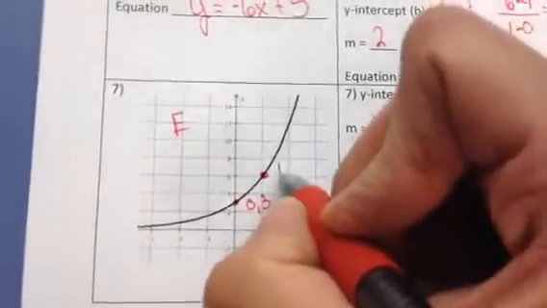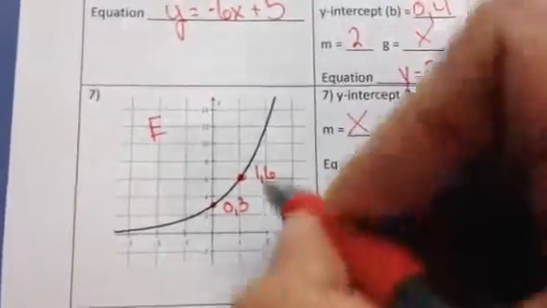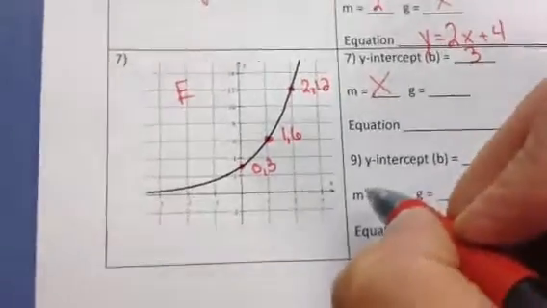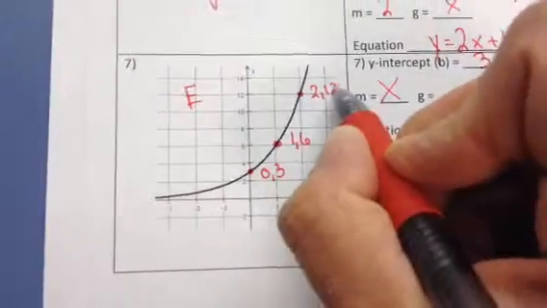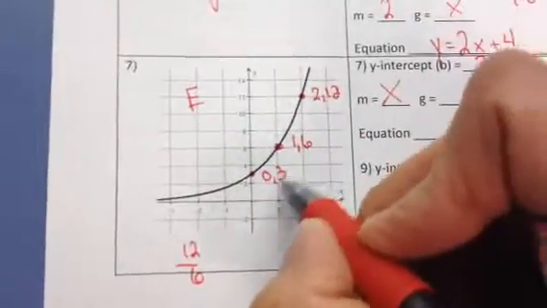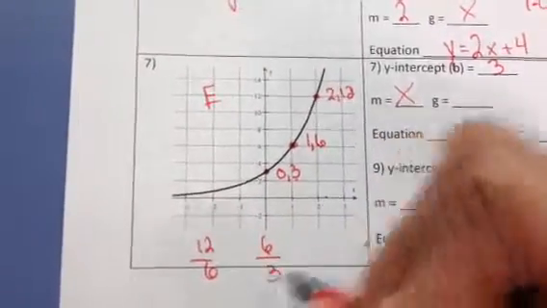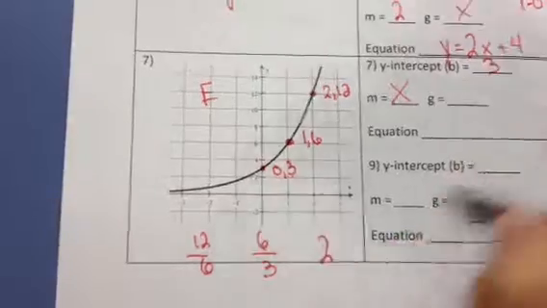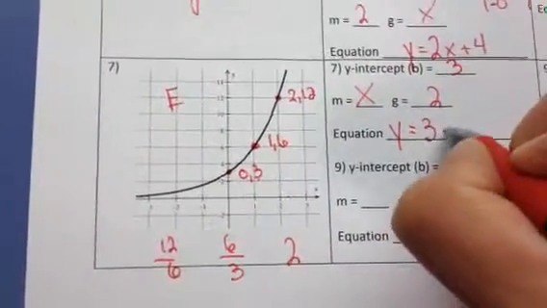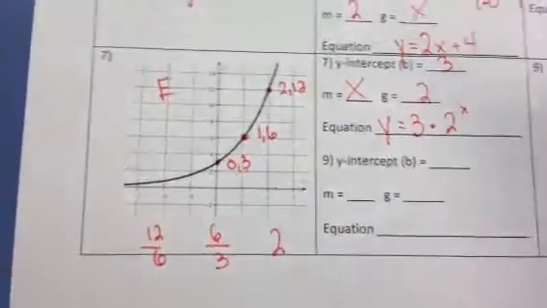It's 1, 6. Or I could even do this one, which is 2, 12. So when I want to go for g, I can take this y and divide it by its previous y. Or I can take this y and divide it by its previous y. Either way, when I divide those, I get 2. So now I can do my equation. Y equals the y-intercept times g to the x power.